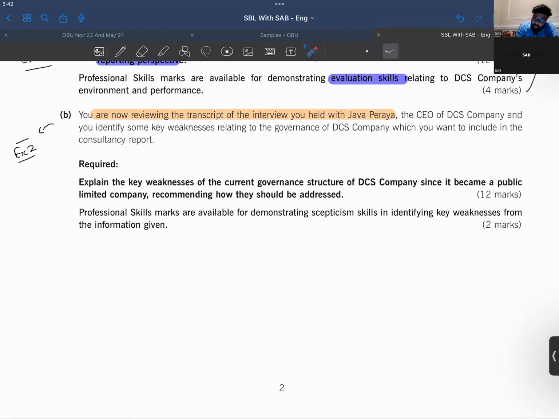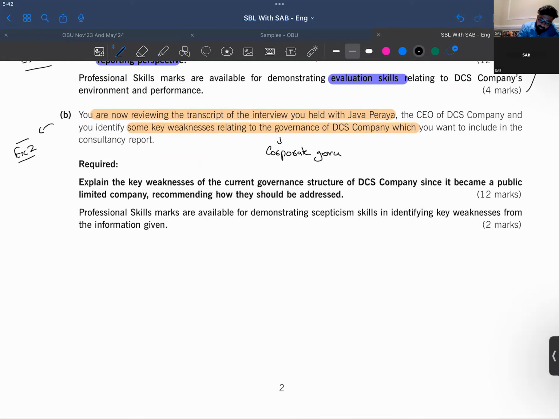Right? The CEO of DCS company, and you identify some weaknesses relating to their governance. So now here comes the corporate governance chapter. I hope you guys know a brief about that.